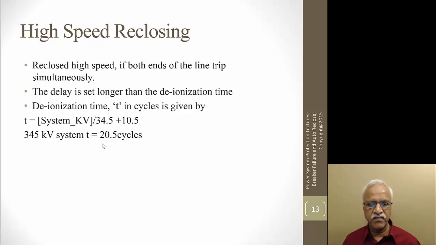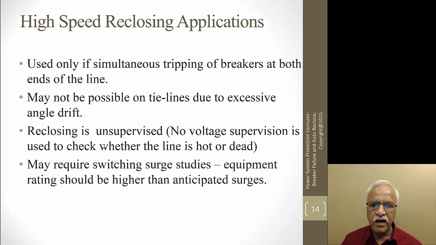If it is a 115 kV system, it is 10.5 plus 3, so 13.5. This is just an empirical formula that has been used, and many utilities have come up with their own levels based on their past experience, and most of them are set very close to this. High-speed reclosing applications, again, as I mentioned, you have to have high-speed tripping at both ends.